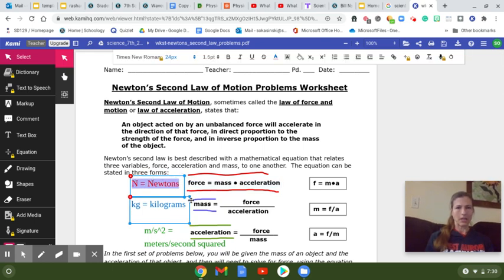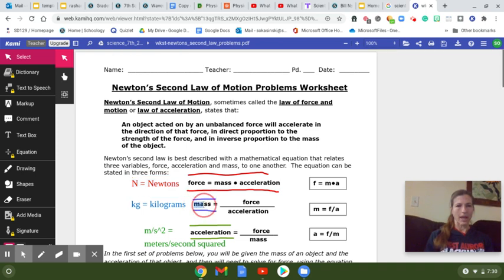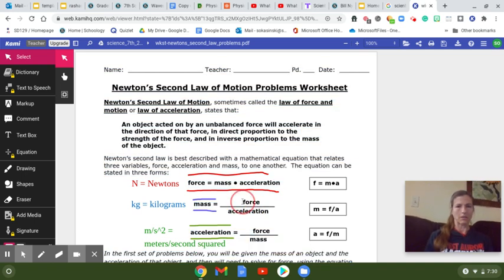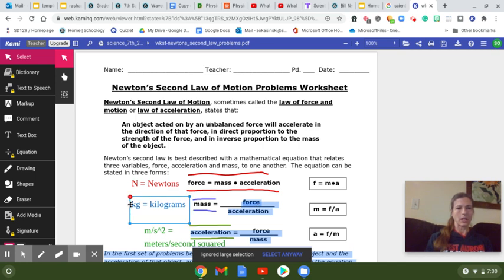The next set of calculations you'll do is for the mass, and you calculate that by doing force divided by acceleration. The formula is right here. Mass is always measured in kilograms. We use the abbreviation kg for kilograms.